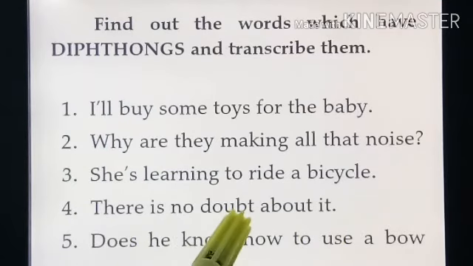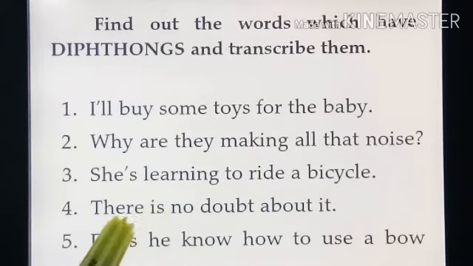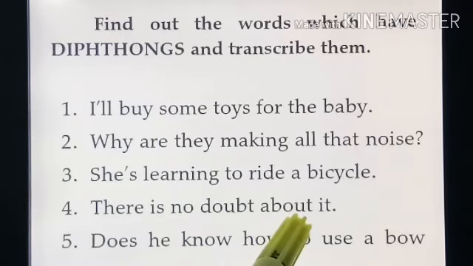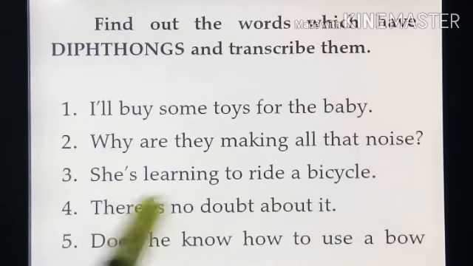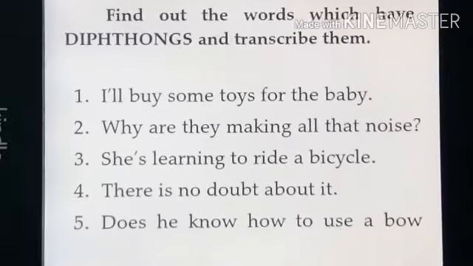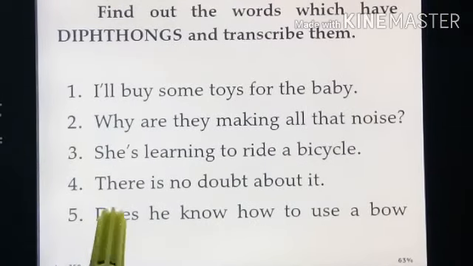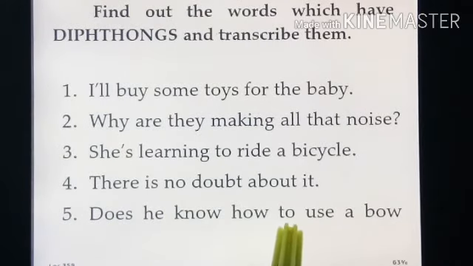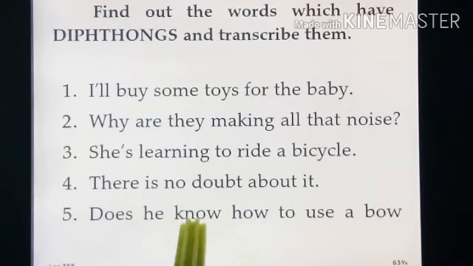Next, the fourth one is: There is no doubt about it. There. No, oh. Doubt, out. About, out. In this we have 4 diphthongs. Next we see the fifth one: Does he know how to use a bow? Here we have a diphthong: no, oh; how, ow; and bow, ow.